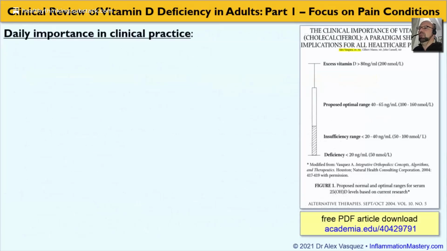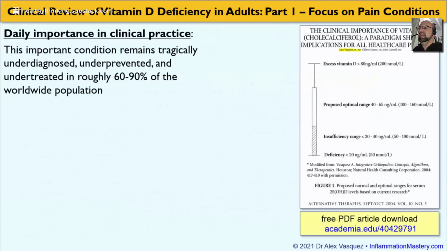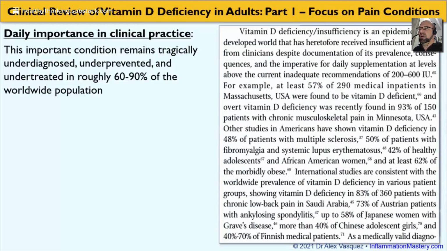Vitamin D has daily importance in clinical practice. This important condition of vitamin D deficiency remains tragically underdiagnosed, underprevented, and undertreated in roughly 60 to 90% of the worldwide population. And here I'll show you an excerpt from the monograph that I published in 2004, which again, you can download for free online. So let's look at some of the prevalences that I documented 17 years ago for vitamin D in various populations.